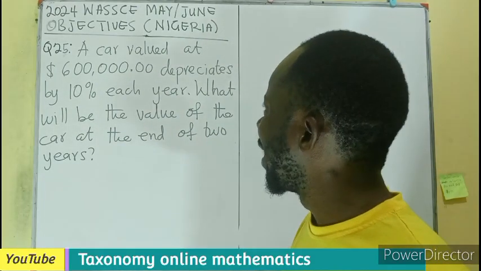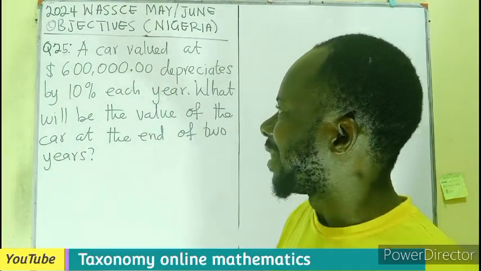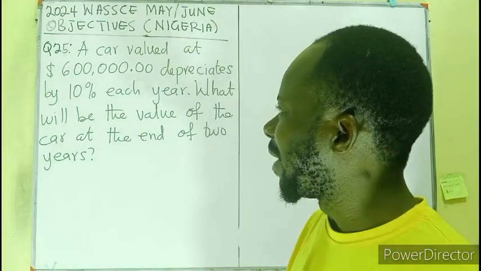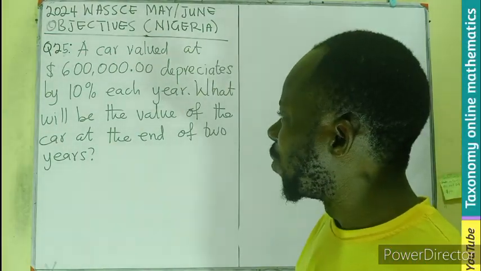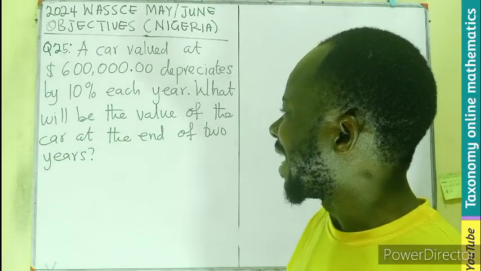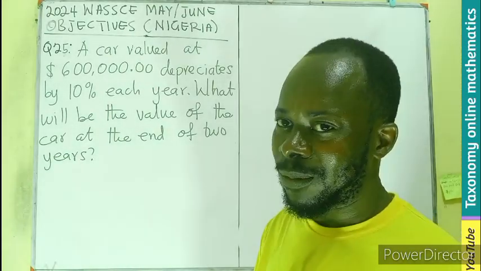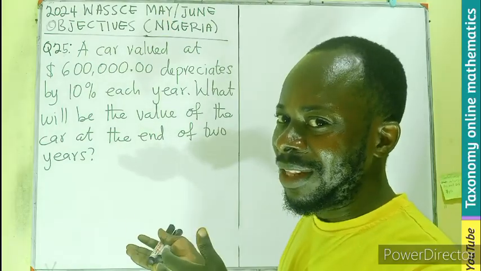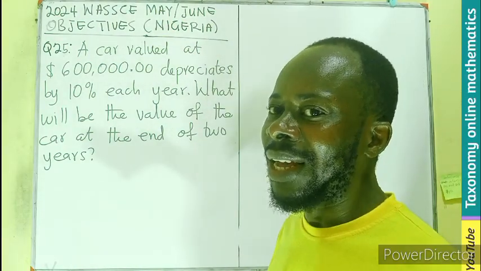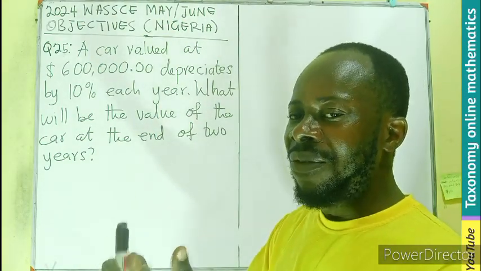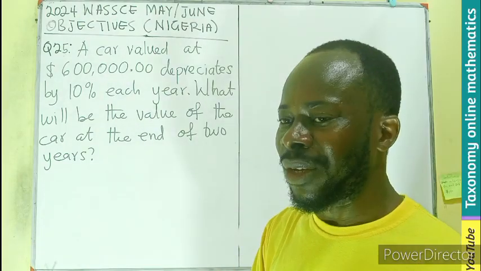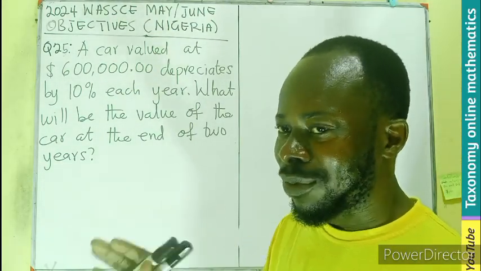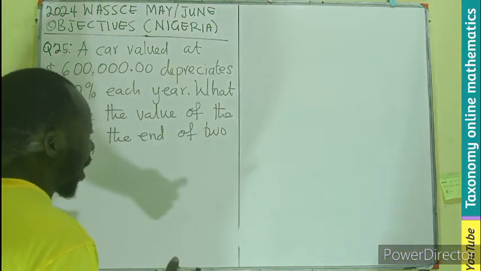So a car valued at 600,000 US dollars depreciates by 10% each year. What will be the value of the car at the end of 2 years? We know depreciation is a reduction in price by the percentage, which is in this case 10%. So we can calculate how it depreciates every year, or we can just use a formula to arrive at that. I will try to use the two approaches.